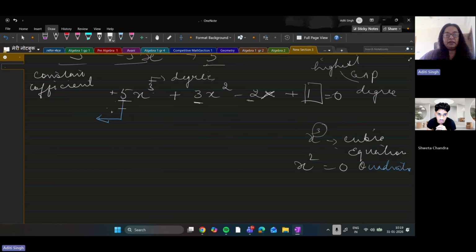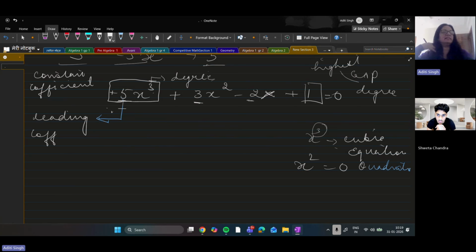And the one number which is attached with the variable term which has the degree, the highest exponent, is called the leading coefficient. This word is very, very important because you will keep hearing it throughout algebra, even in Algebra 1: leading coefficient. Am I clear?